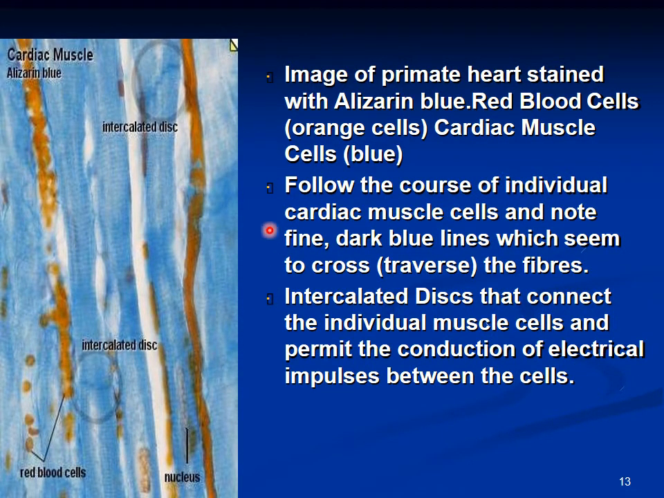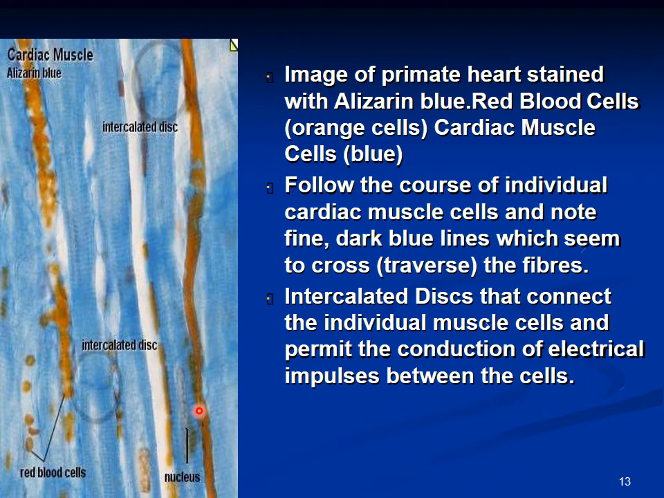So again, this is the histological picture of the cardiac muscle, which is stained by alizarin blue. We can see the red blood cells. These are the red blood cells, which appear as orange colored cells, and the cardiac muscles are blue. We can see the dark and light lines, which show the striations, and these are the intercalated discs. We can see this line, this is the intercalated disc, and this oval brown structure is the nucleus.